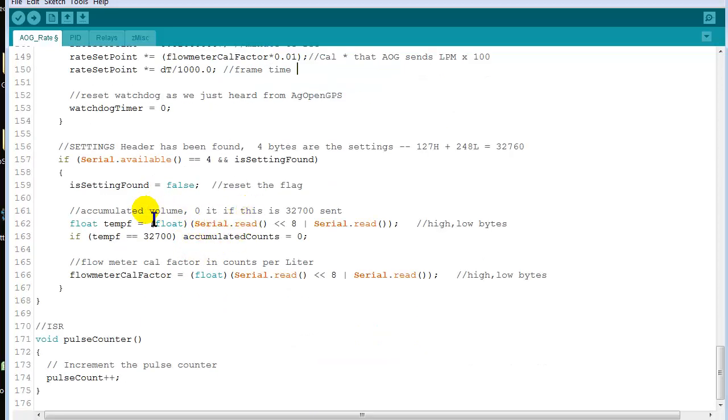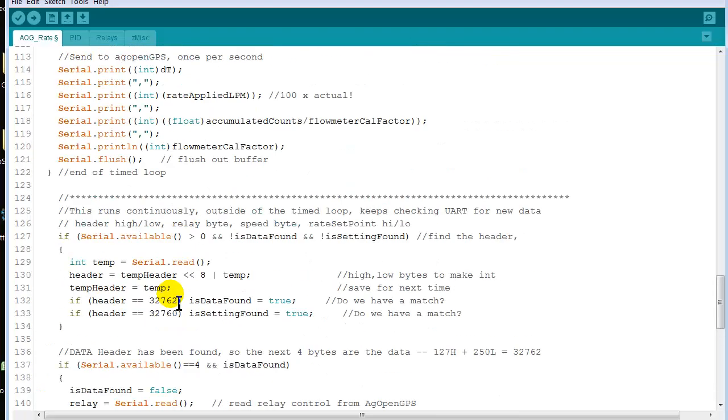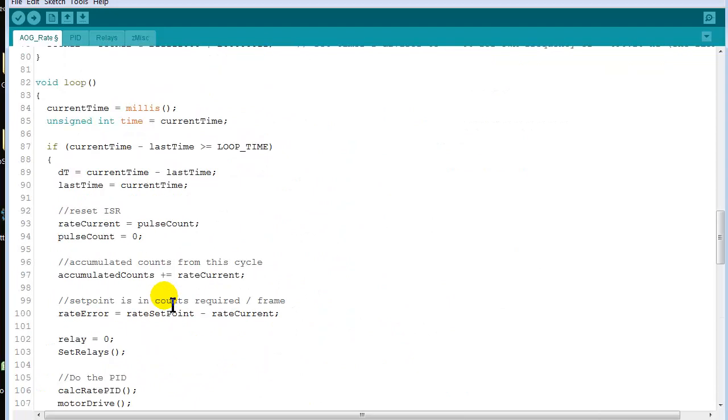Data is pretty simple. If we send 32,700, then reset the accumulated counts. At the same time, we can also send the flow meter cal factor. So that's all the settings does in this. An interrupt service routine, every time it triggers, it counts up the pulses. Now, our rate again is ticks per frame.